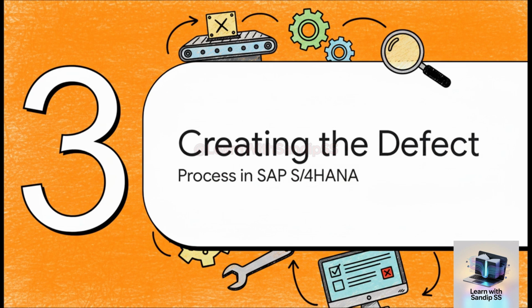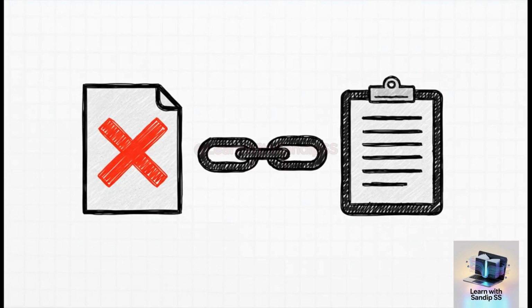Okay, so our operator has an item that needs rework, but not something they can fix on the shop floor. They need to escalate it. So let's see exactly how they kick off this process right inside SAP S/4HANA. So the very first step is simple, but it is so powerful. The operator creates a record called a production defect. And the absolute key here is that they link it directly to the specific production order they're working on. This creates this immediate, unbreakable digital thread between the problem and where it came from.